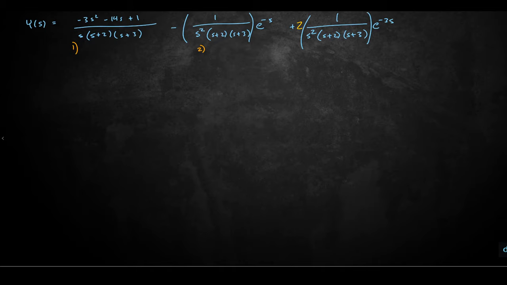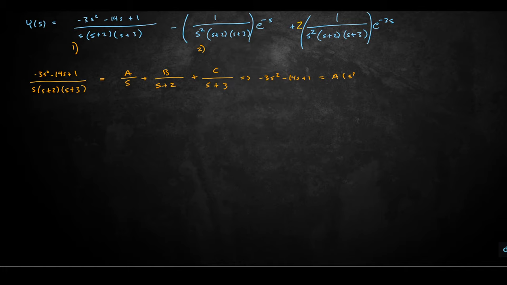So let's look at negative 3 s squared minus 14 s plus 1 over s times s plus 2 times s plus 3. We'd break that up as A over s plus B over s plus 2 plus C over s plus 3. Okay, go through, cross multiply, we get negative 3s squared minus 14s plus 1 equals A times, really it's s squared plus 5s plus 6, plus B times s plus 3 plus C times s plus 2.